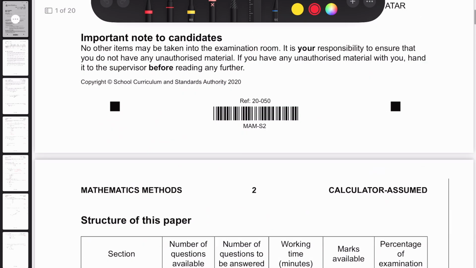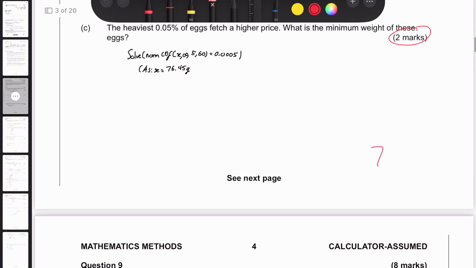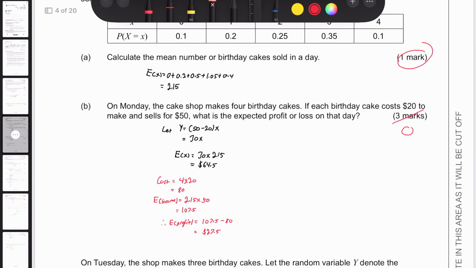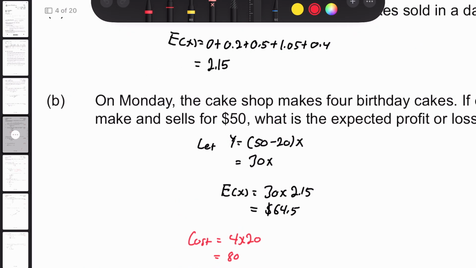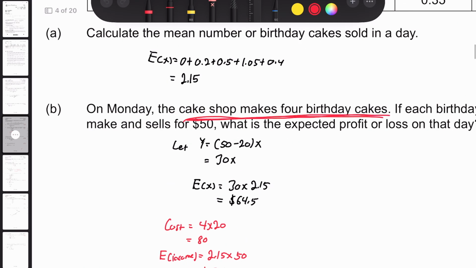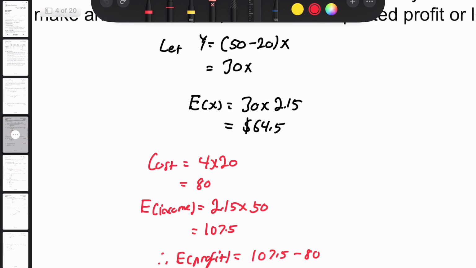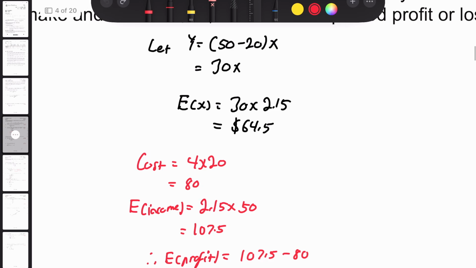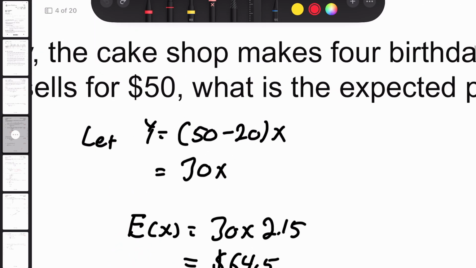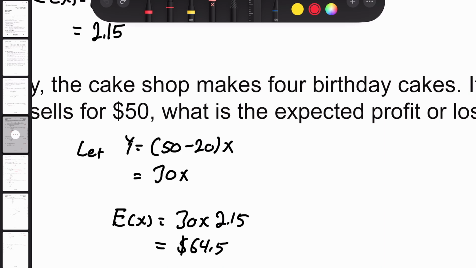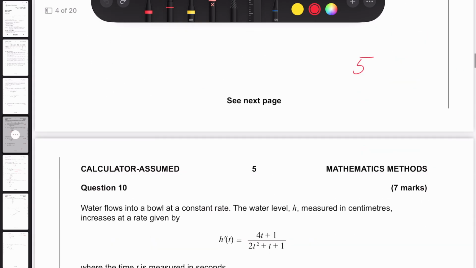Okay, onto calculator assumed. Lost 9 marks. The first 3 marks we lost are right here because I just misinterpreted what was happening. I must have skimmed through making 4 birthday cakes, because obviously you're going to have to pay the cost to make all of them, but then you're only expected to sell a certain number. So the cost would have been $80 no matter what, you made 4, but the expected income was only 107.5. So then you take them away, you find your expected profit. I was thinking that you do it on a per cake basis, but obviously you would still have to pay for the other cakes that you didn't sell. So yeah, that's just bad by me.